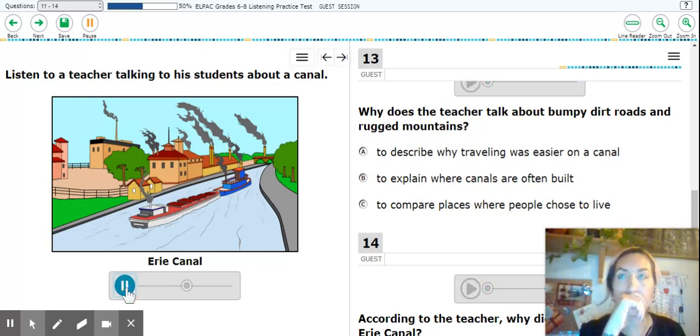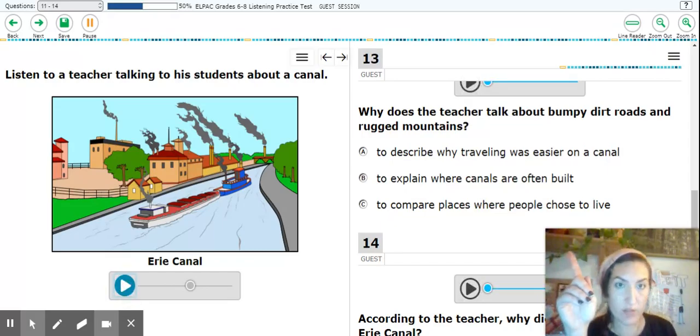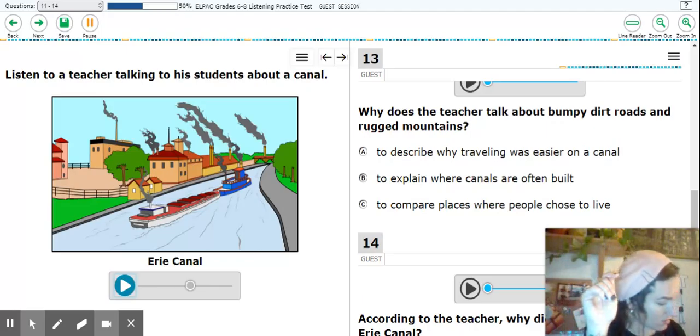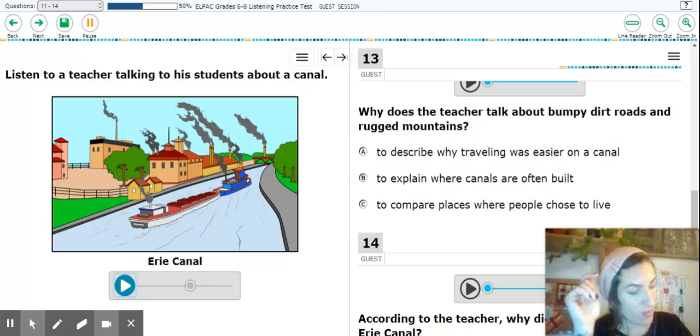Using the Erie Canal was much easier for settlers than traveling down bumpy dirt roads and over rugged mountains. Easier for travelers, settlers. Okay, so I'm writing that near my bumpy dirt roads and rugged mountains. Easier for settlers. I think he said settlers. He might have said travelers. Either way, settlers did travel. They just had a destination, and they weren't trying to come back home.